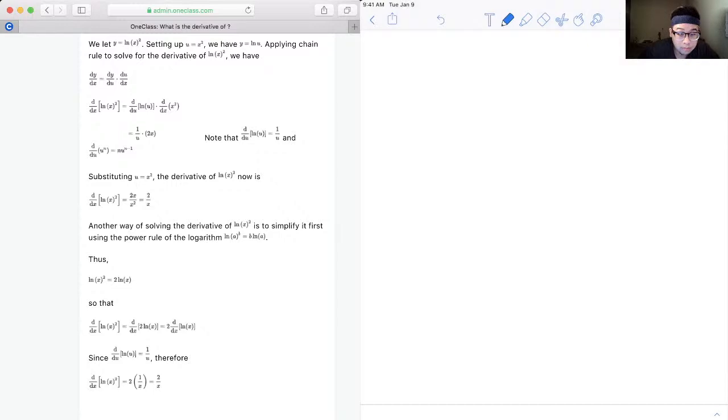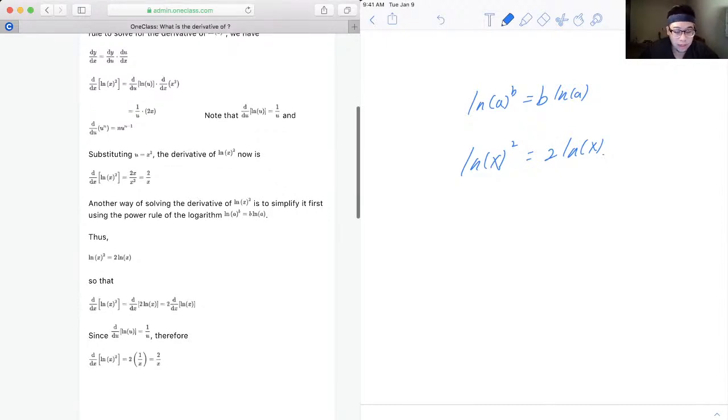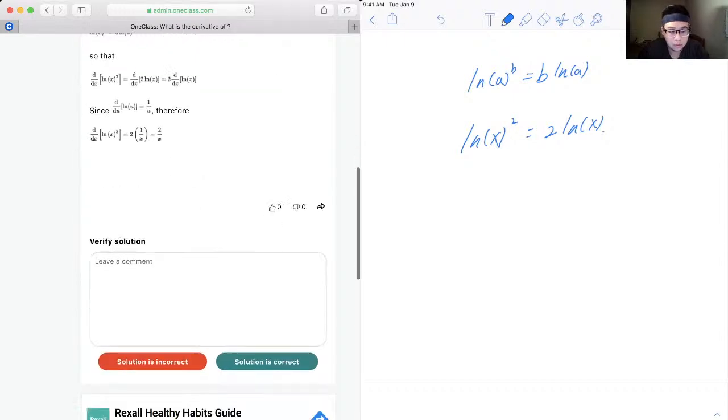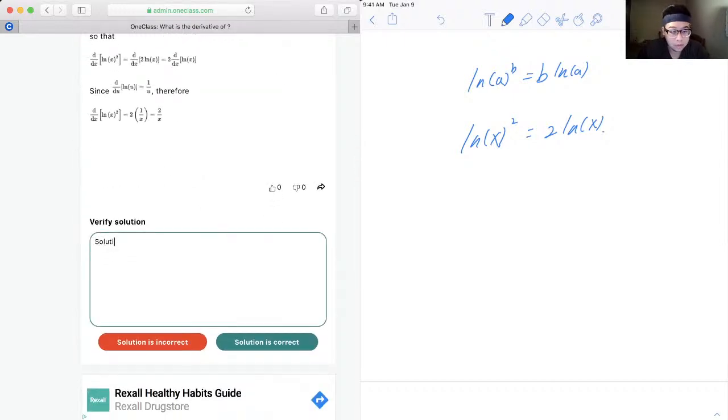So the power rule is given by ln a to the b is equal to b ln a. So in our case, ln x squared will be just equal to 2 ln x. Okay. And then you can just follow the steps, and you will still get 2 over x for your answer. Either way works. So let's leave a comment. Solution is correct. Well done.